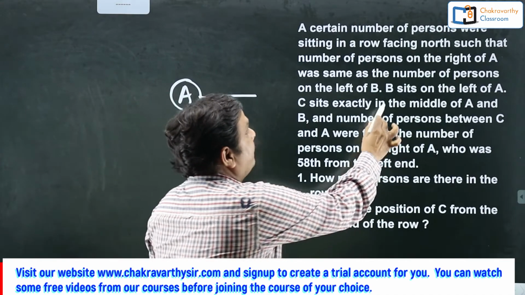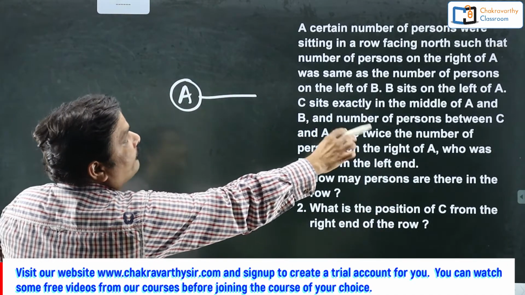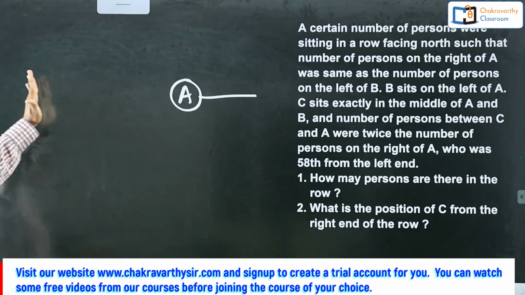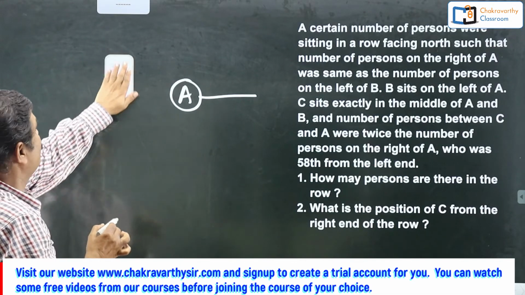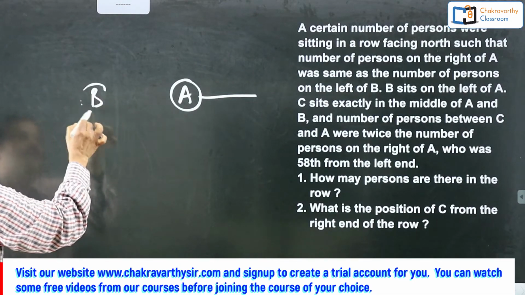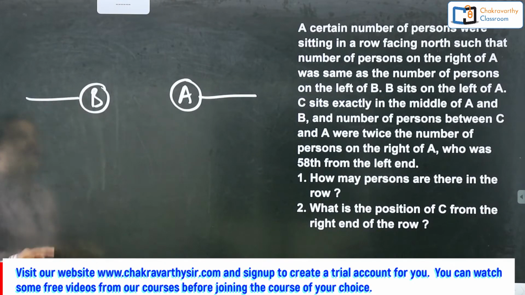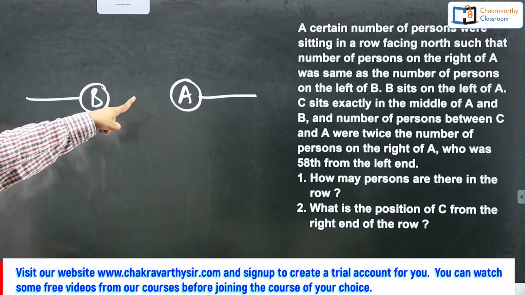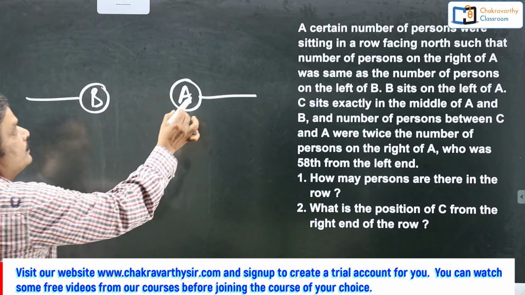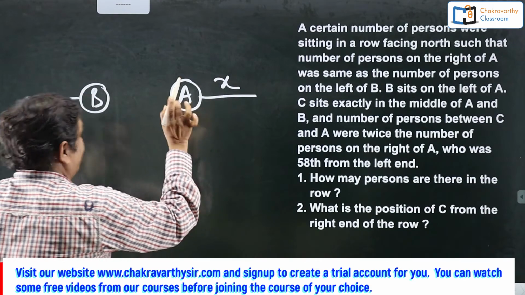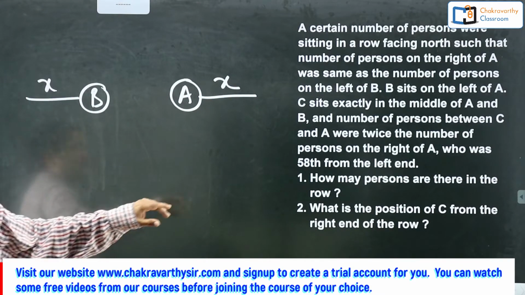Now they have given B sits on the left of A, somewhere on the left of A. I may take it like this. Suppose this is B. But now one thing is clear, that the number of persons on the left side of B must be equal to the number of persons on the right side of A. Suppose here X number of persons are there, here also X. You know that simple way. Alright, now go for the next one here.